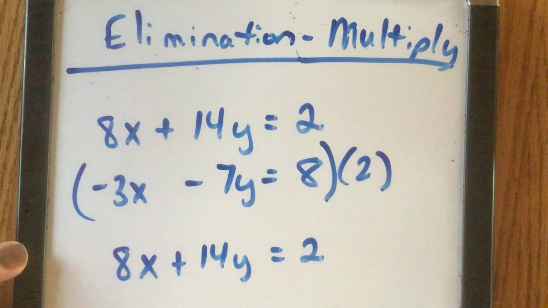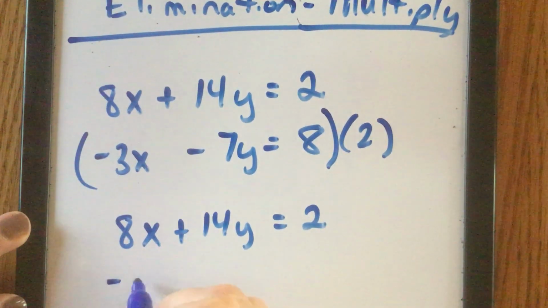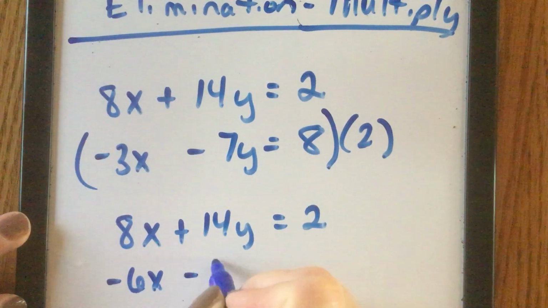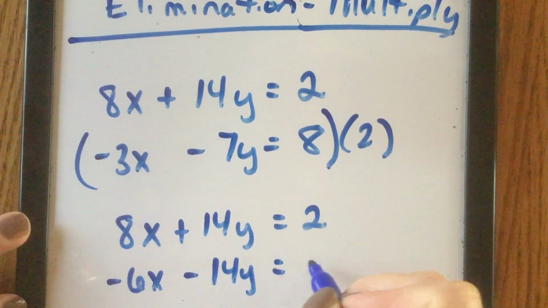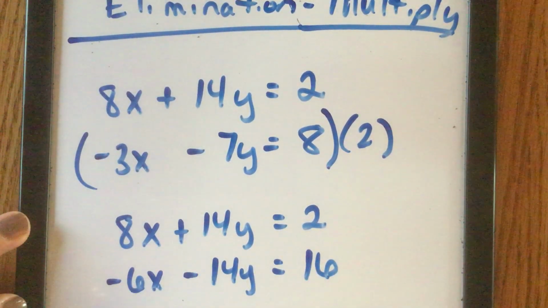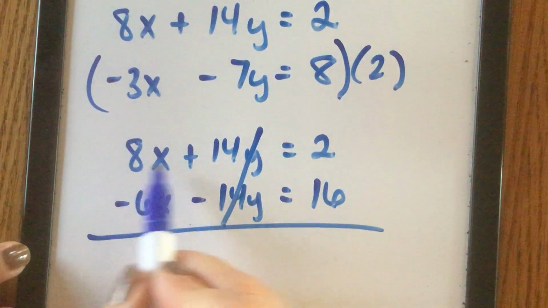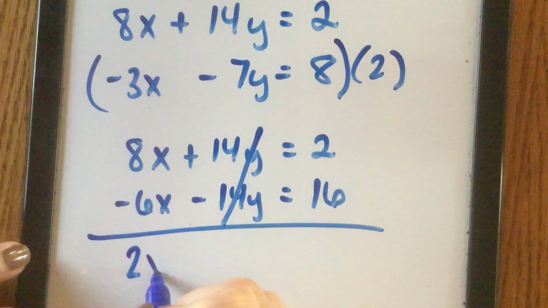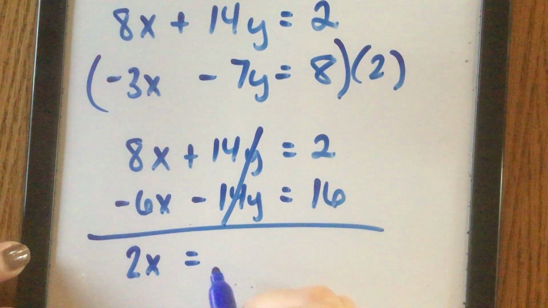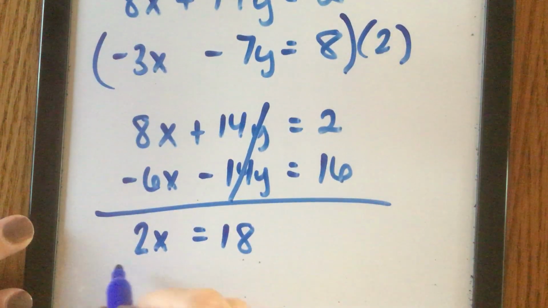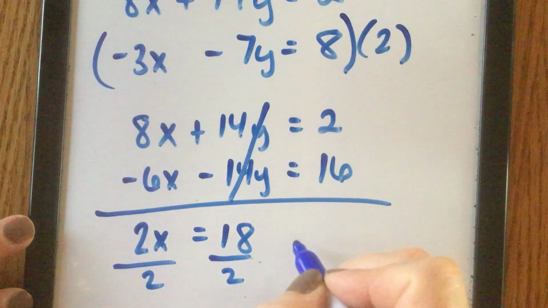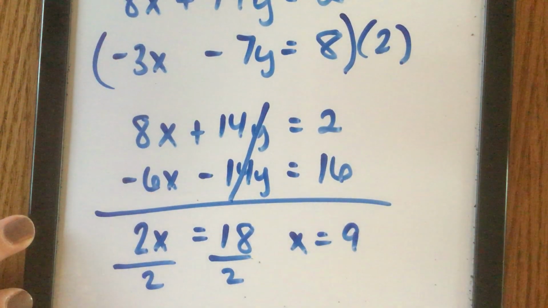Then multiply this bottom equation by 2, giving me negative 6x minus 14y and a positive 16. So then when I add them together, the y's cancel out. 8x minus 6x is 2x. 16 plus 2 is 18. So I'm going to divide everything by 2, and that gives me x equals 9.